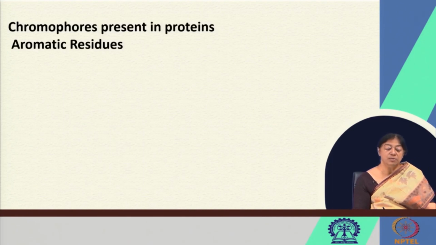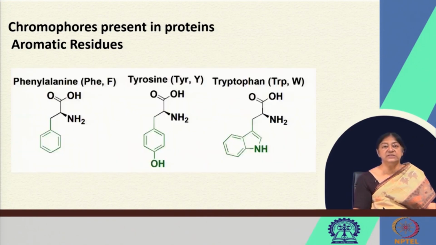So, when we look at the chromophores in proteins, these are the aromatic residues. Which are the aromatic side chains? They are phenylalanine, tyrosine and tryptophan.